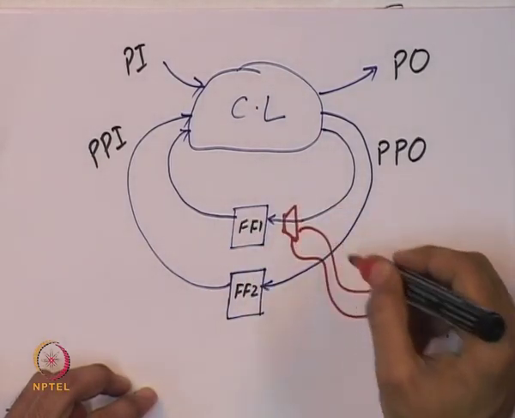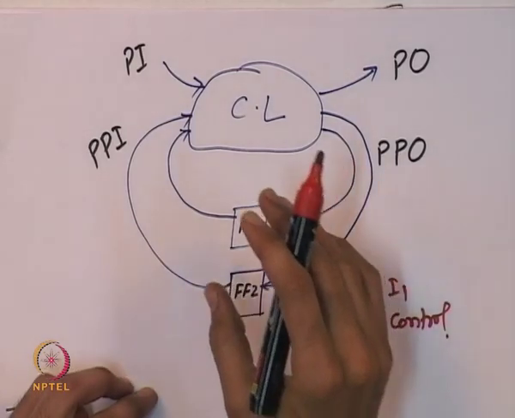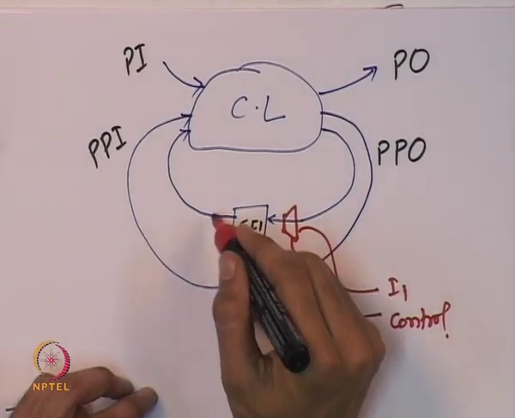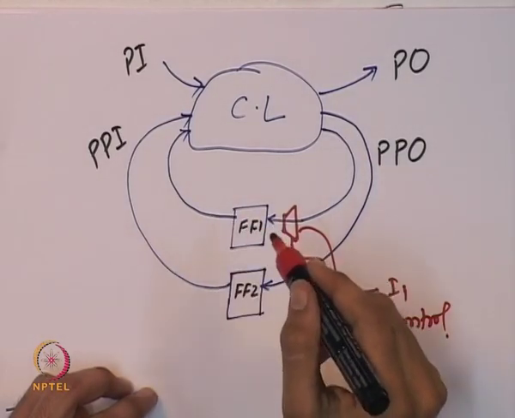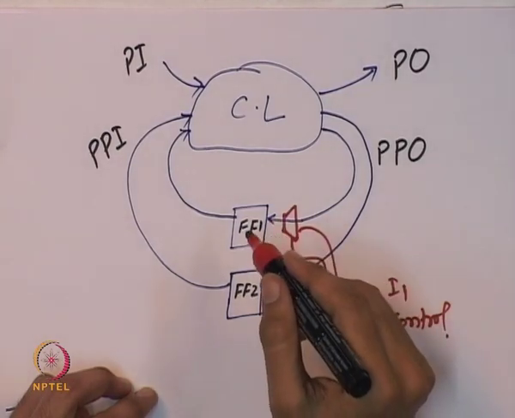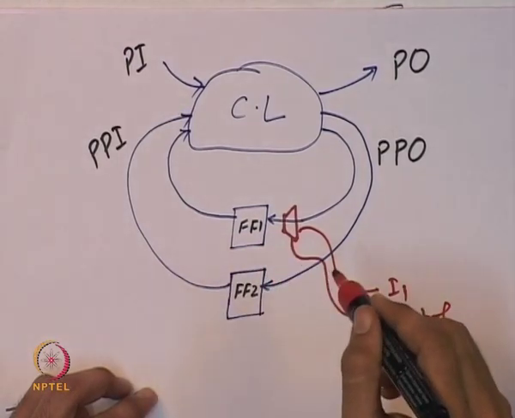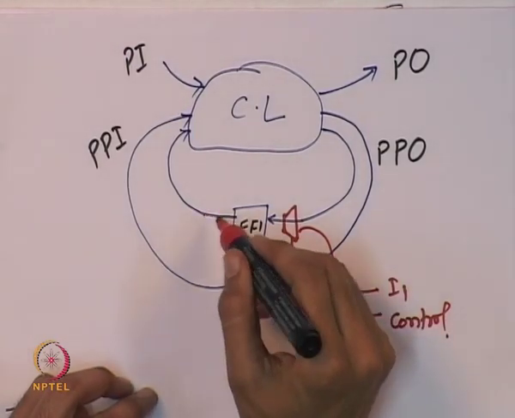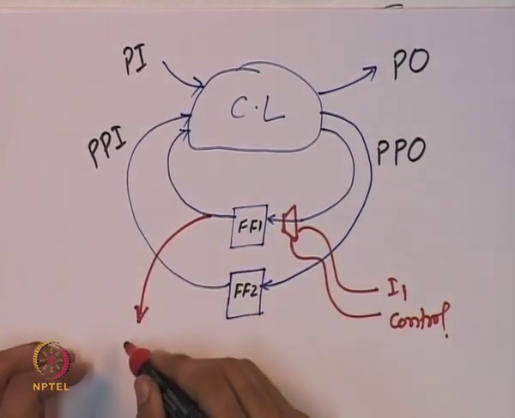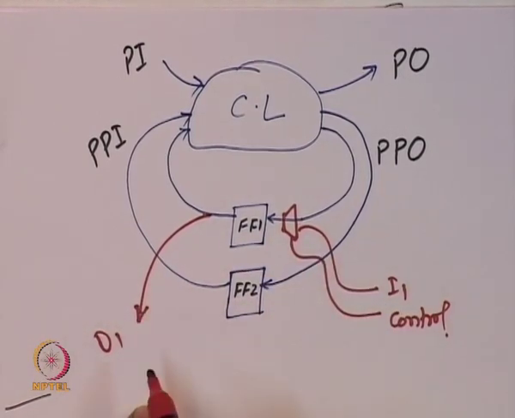So that means here I need two additional inputs, but the controllability alone is not enough. I have to enhance the observability as well. So how can I enhance the observability? In order to enhance the observability, I have to take the output to a primary output.